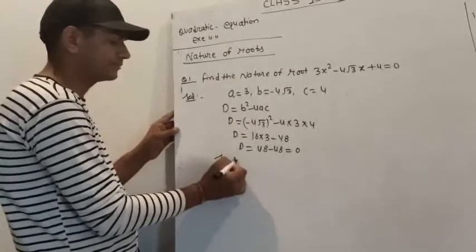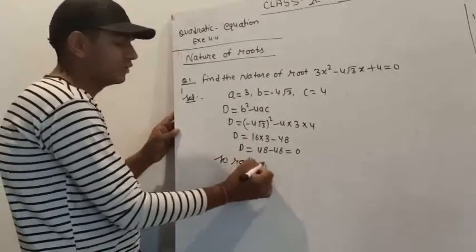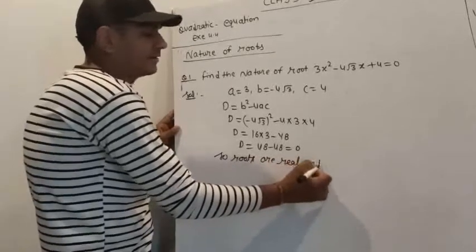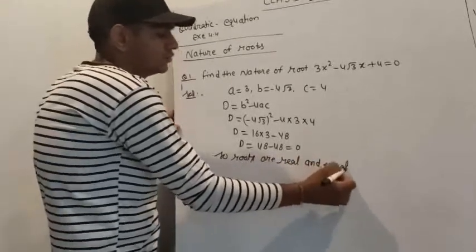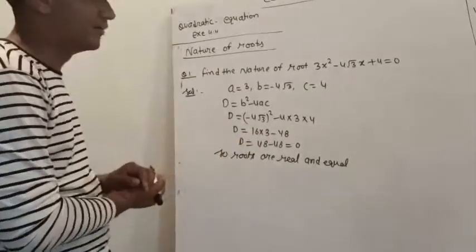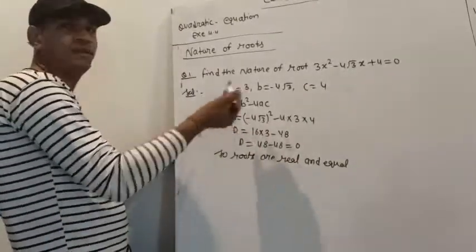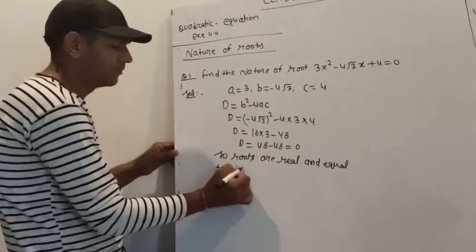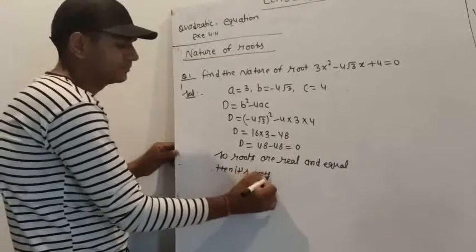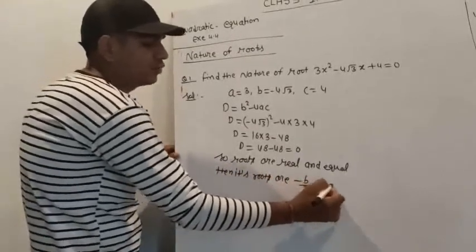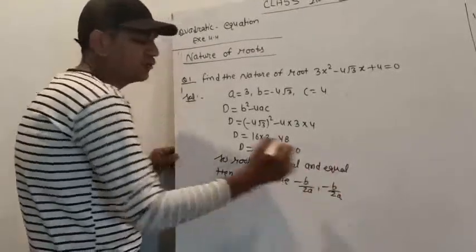So roots are real and equal, because the D value comes 0. Then how will we find our roots? Its roots are given by minus b upon 2a and minus b upon 2a, which I already told you.